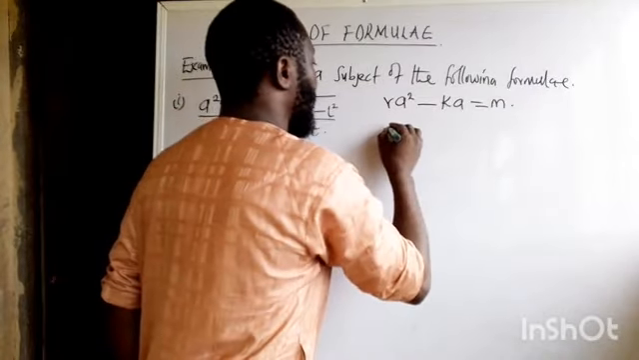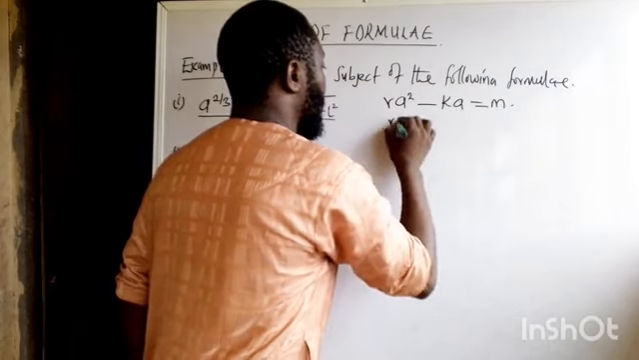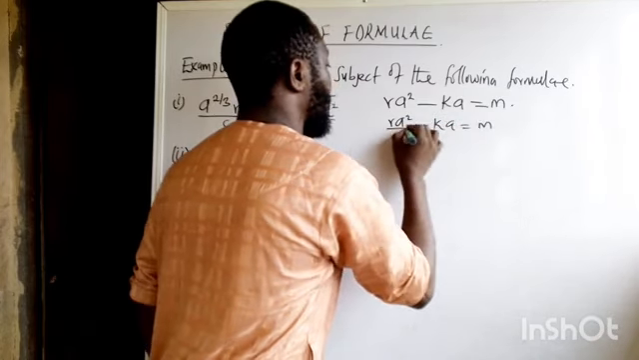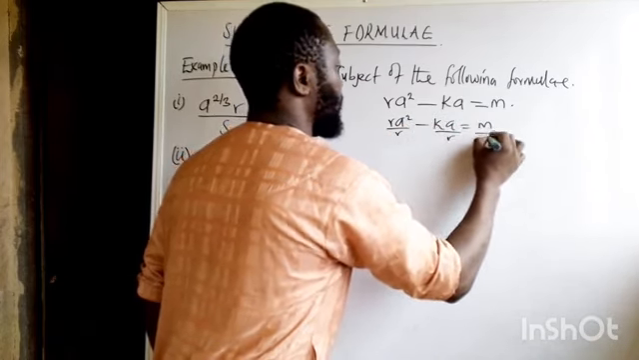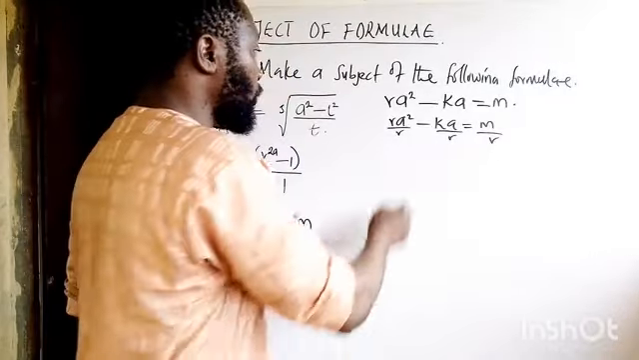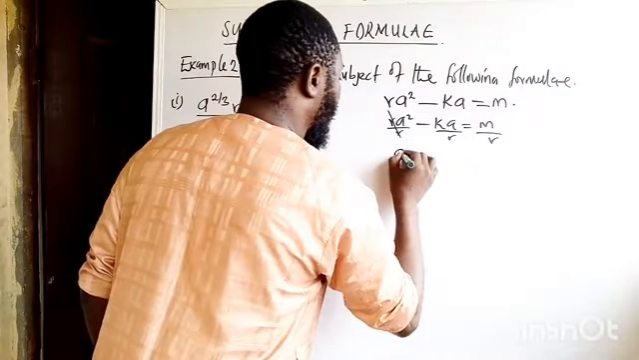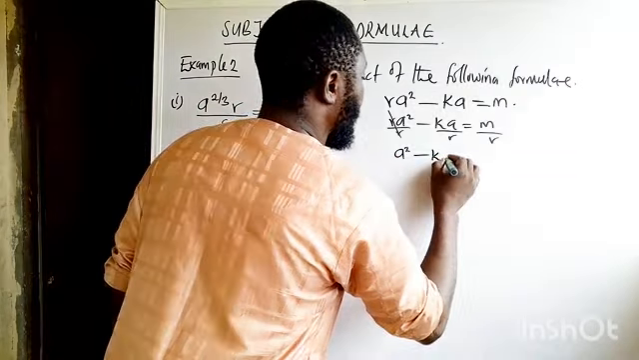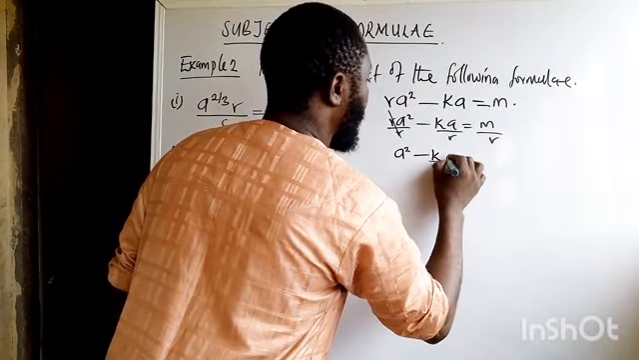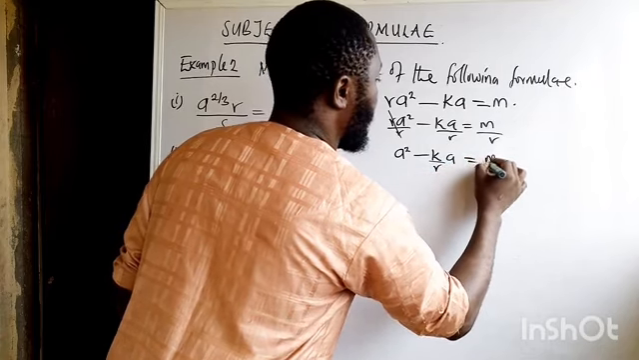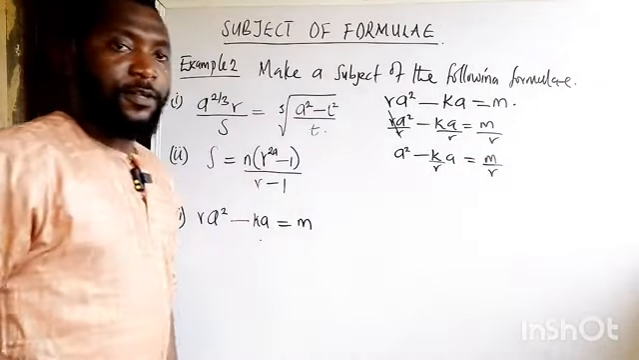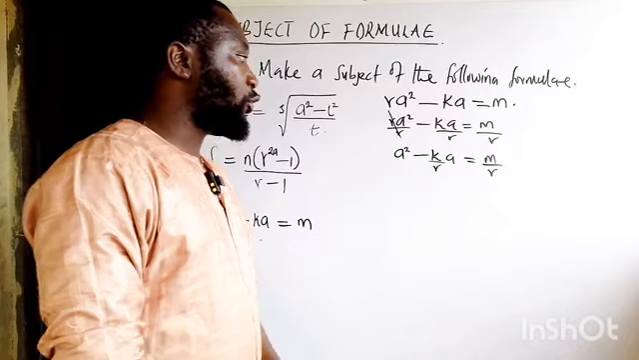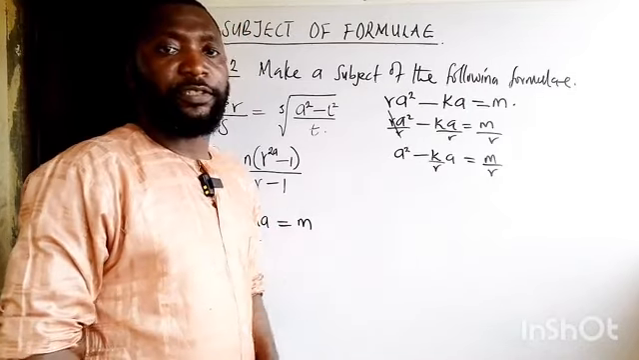So we have a square minus k over r a equals m over r. Now we have this. I want to make a the subject.